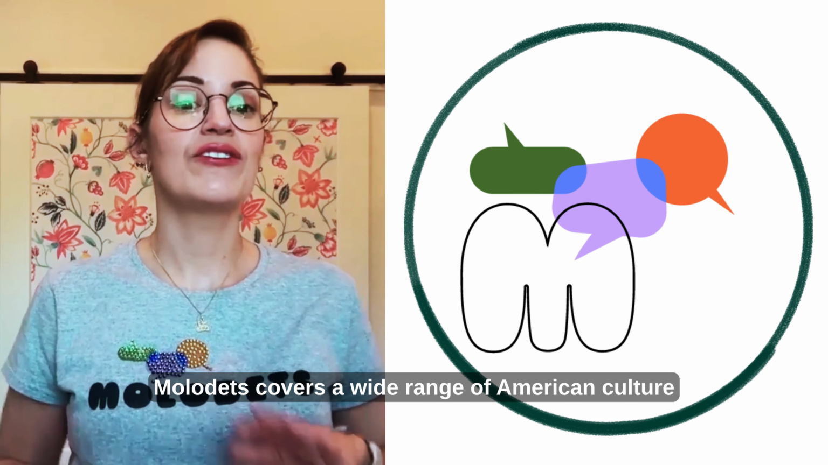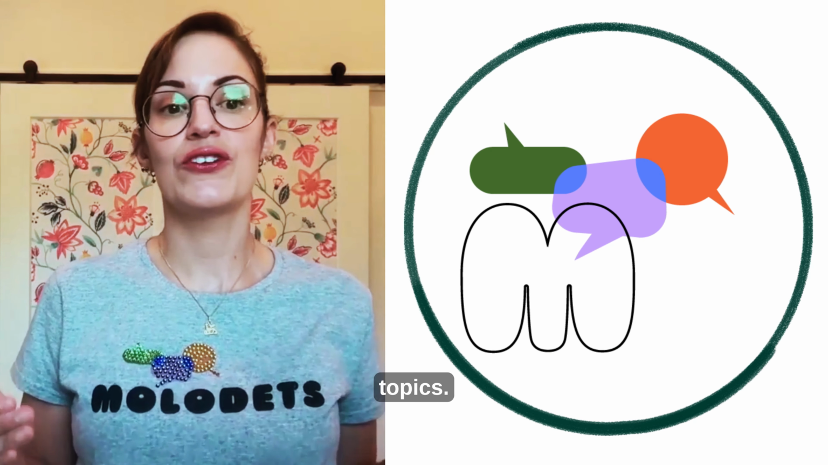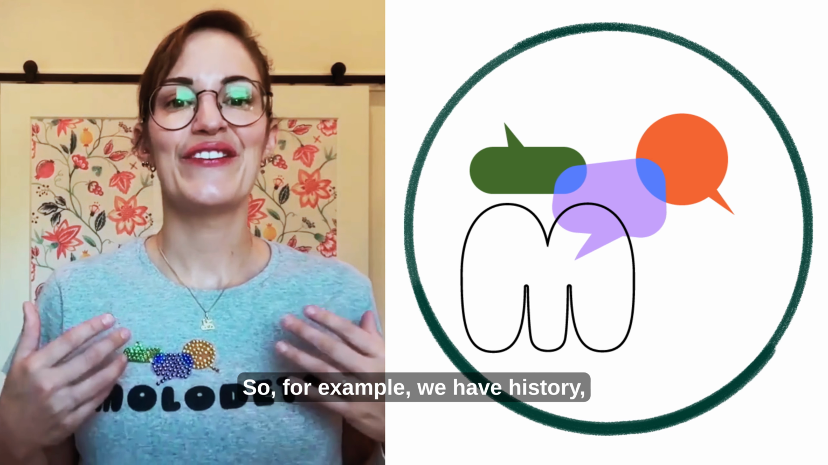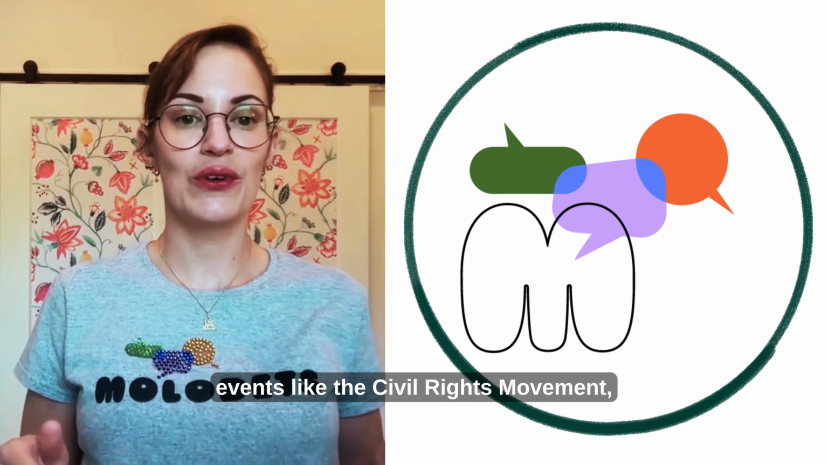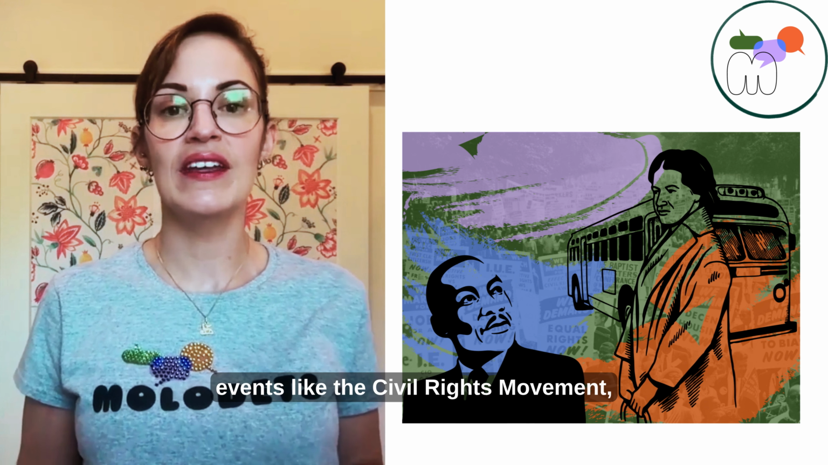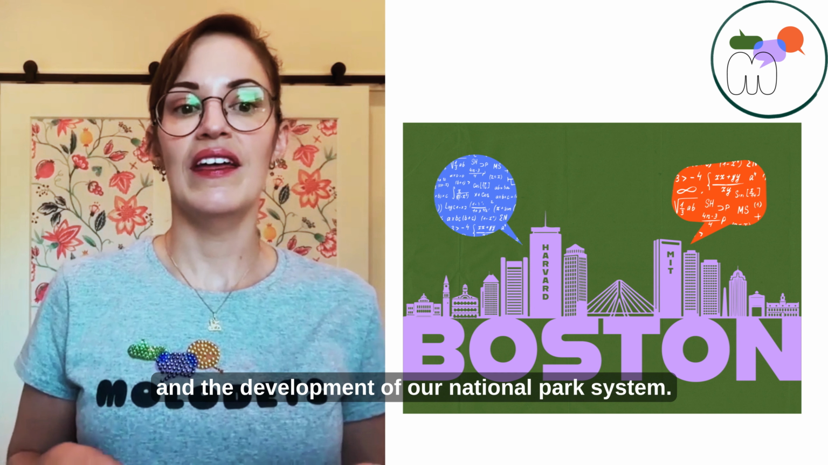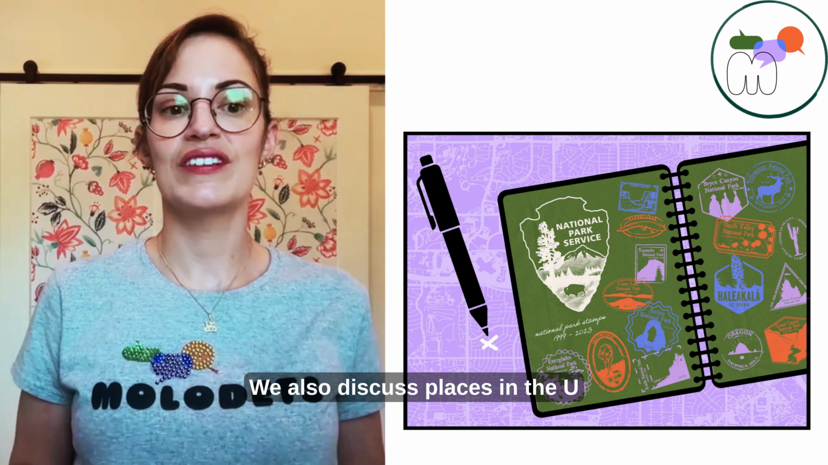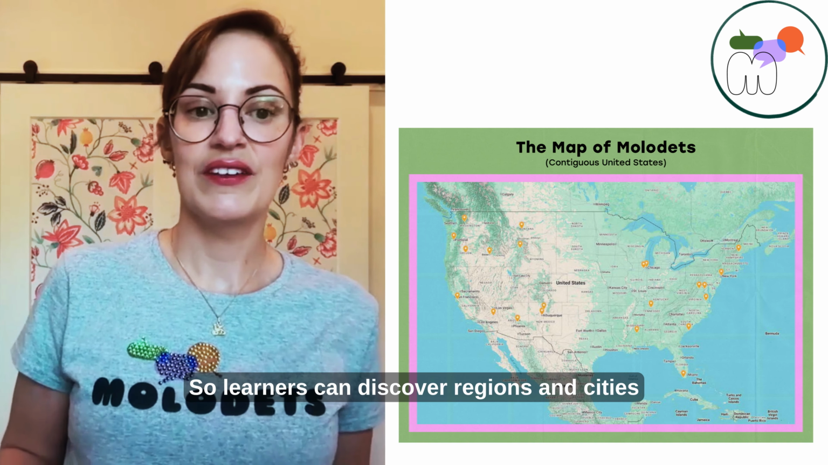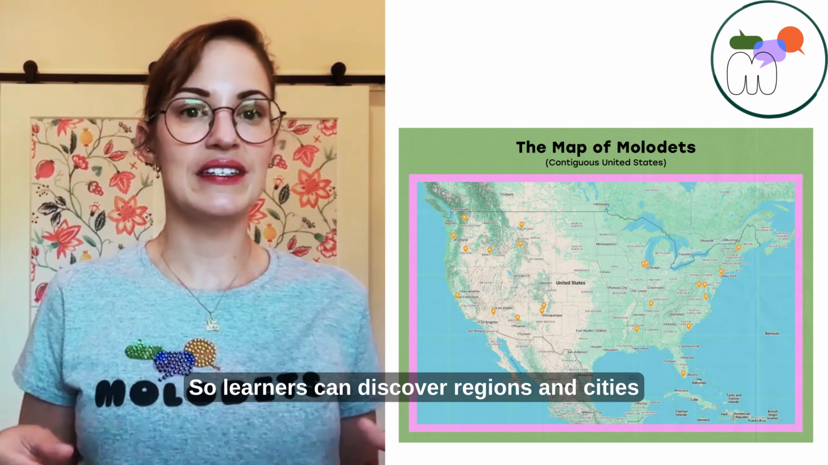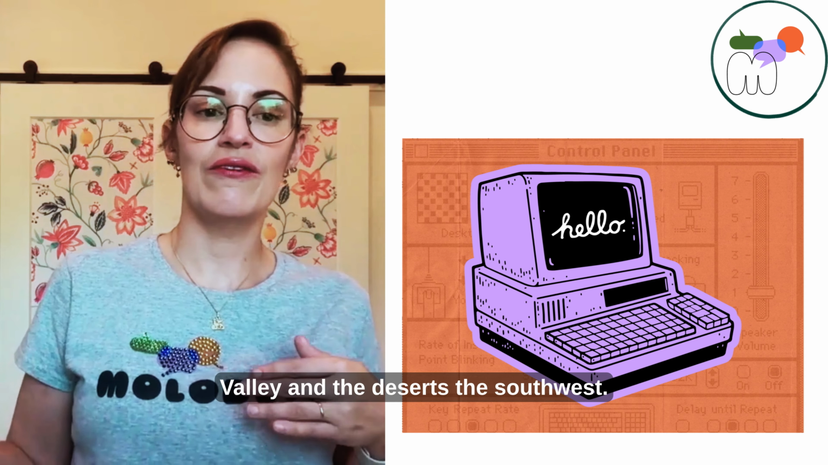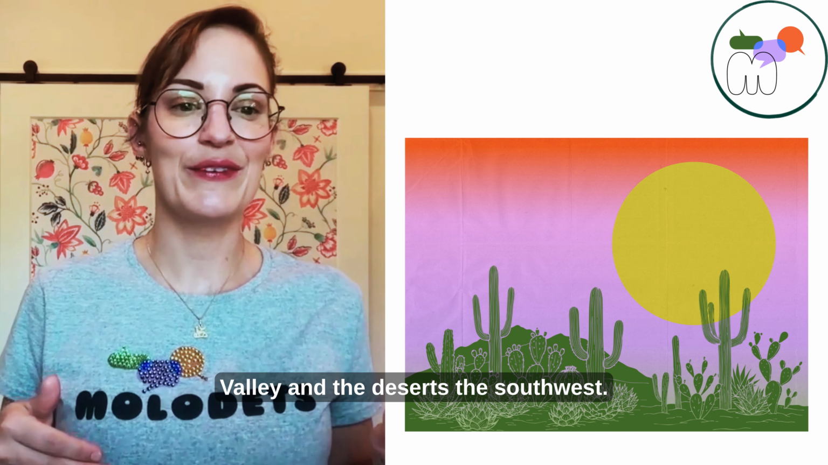So Molodets covers a wide range of American culture topics. The topics fall into several categories. So for example, we have history, where students can explore important historical events like the Civil Rights Movement, the Boston Tea Party, and the development of our national park system. We also discuss places in the U.S., so learners can discover regions and cities across the U.S., from Yellowstone to Silicon Valley and the deserts of the Southwest.